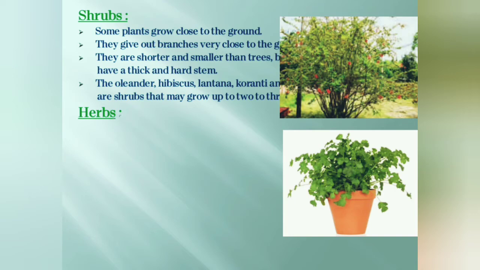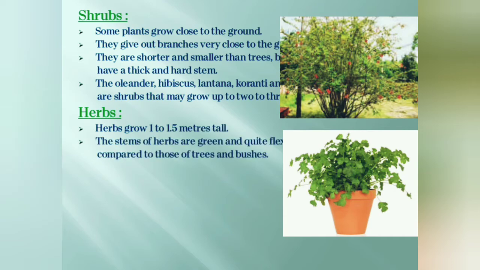Now the next one is herbs. Herbs grow 1 to 1.5 meters tall. The stem of herbs is green and quite flexible as compared to those of trees and shrubs. And the last point, herbs may live for a few months or up to 2 years. Okay, the lifetime of herbs is a minimum of a few months and a maximum of 2 years. Is that clear?